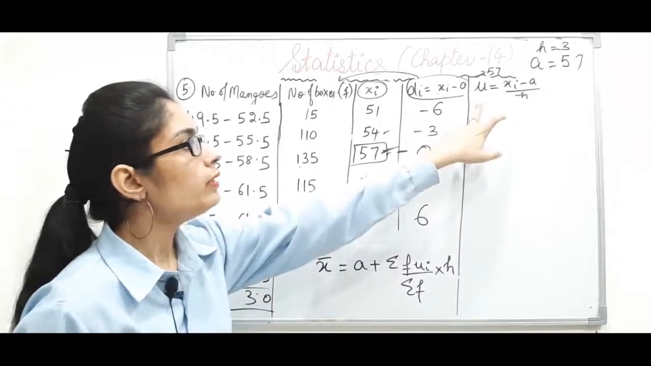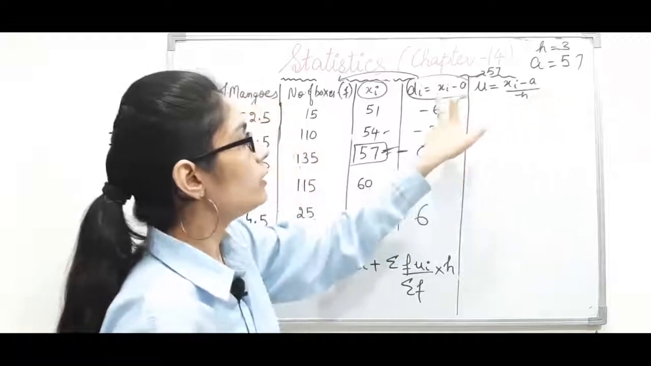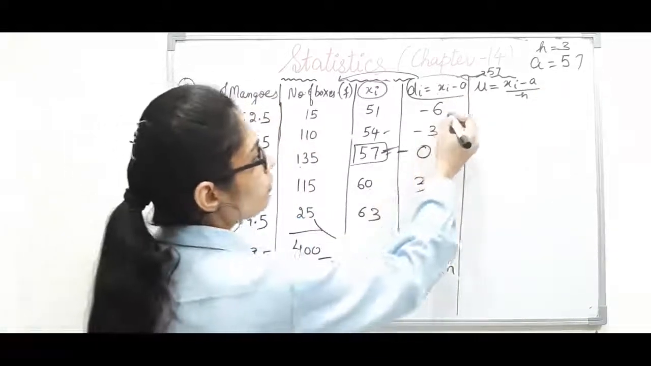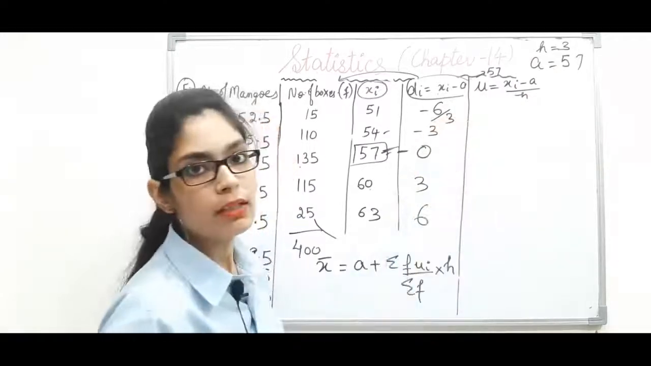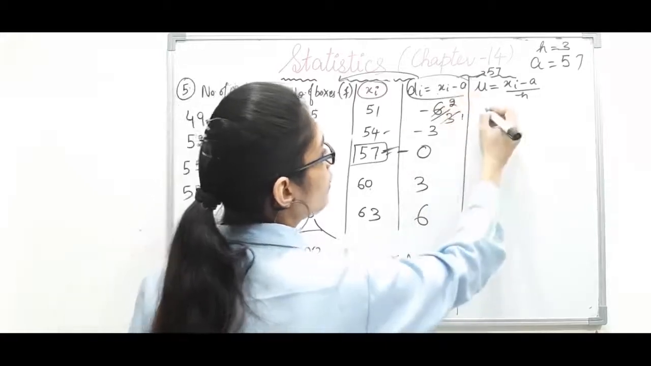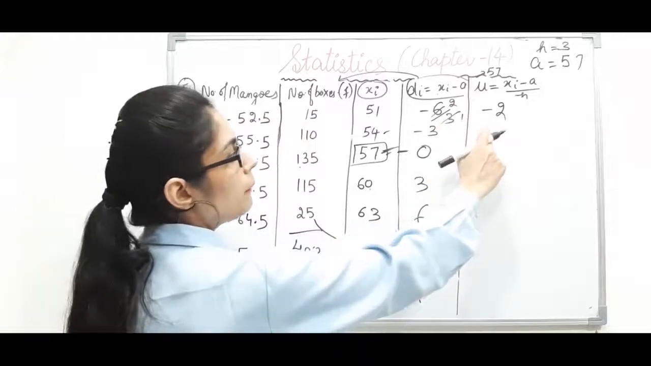So u, this term is the same as the difference. You can see difference divided by h. So directly with the difference we can divide by h. H is 3. So minus 6 divided by 3. 3 into 1 is 3, 3 into 2 is 6. So this will be minus 2.